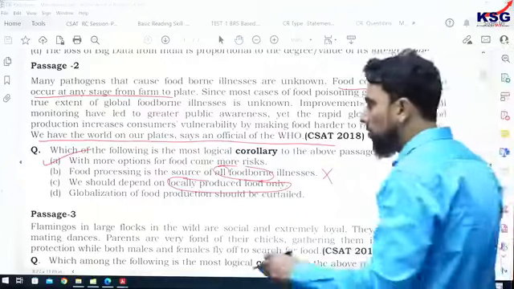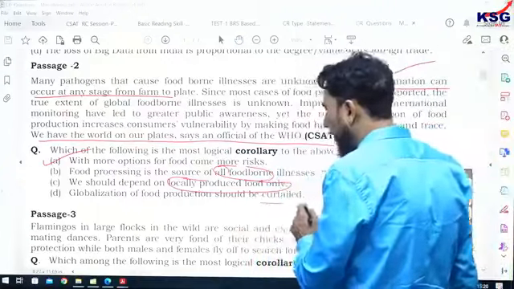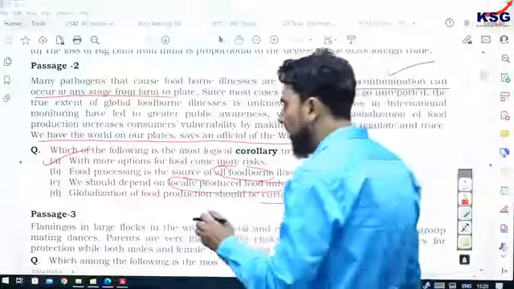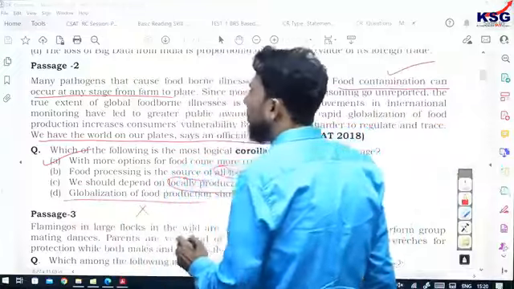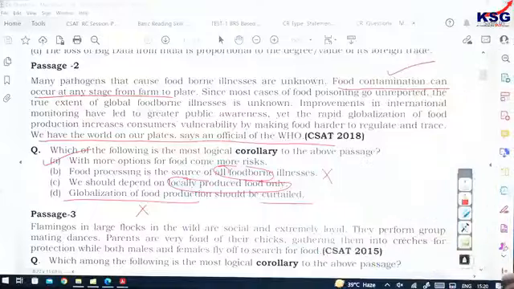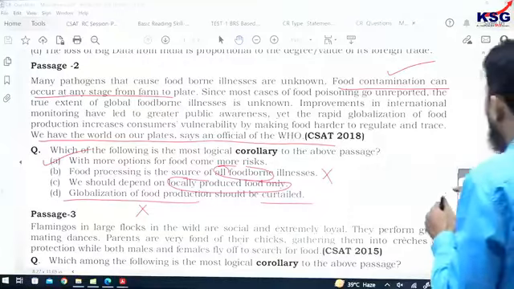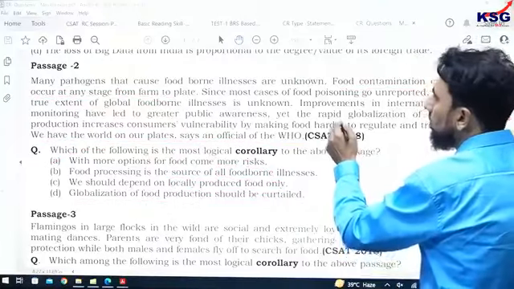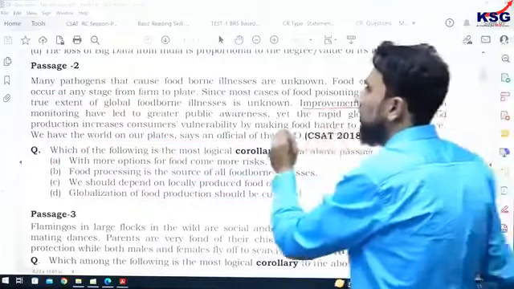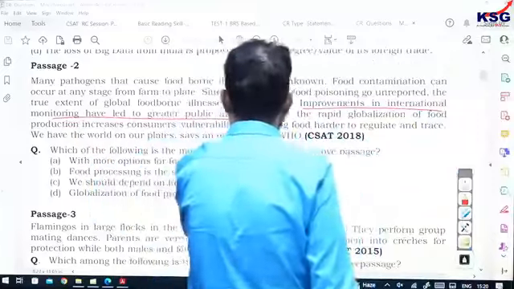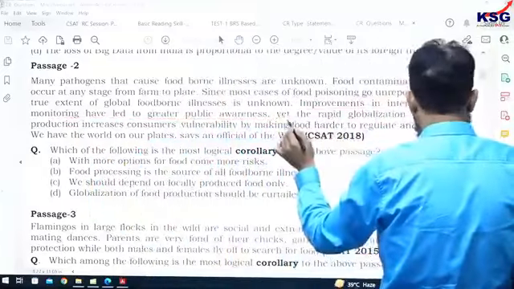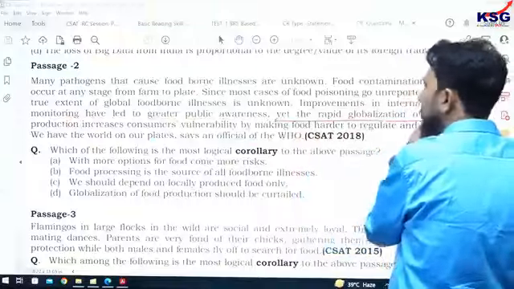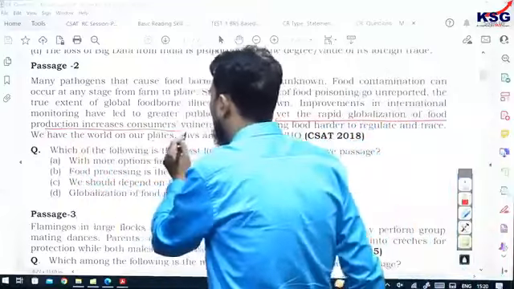Last option, globalization of food production should be curtailed. Curtailed means should be cut down or stopped. Now, globalization of food production just on the basis of this cannot be established, because food contamination is happening at the local level as well. Look at this part: it says improvements in international monitoring have led to greater public awareness, yet the rapid globalization of food production increases consumers' vulnerability.